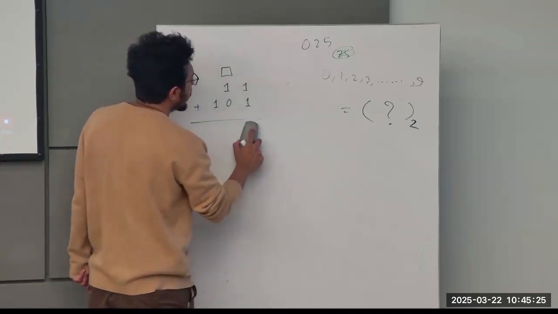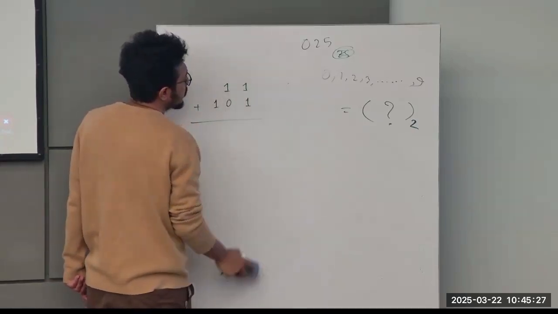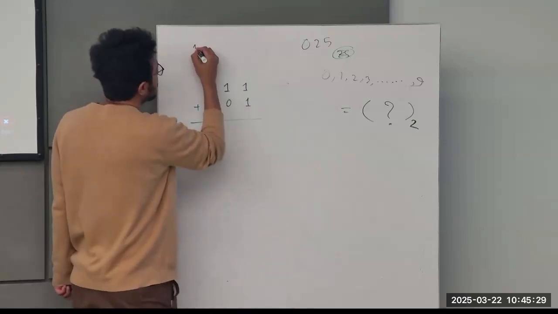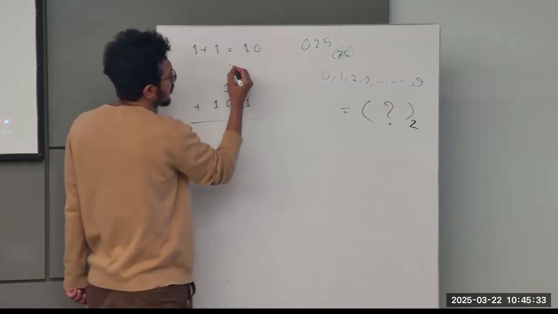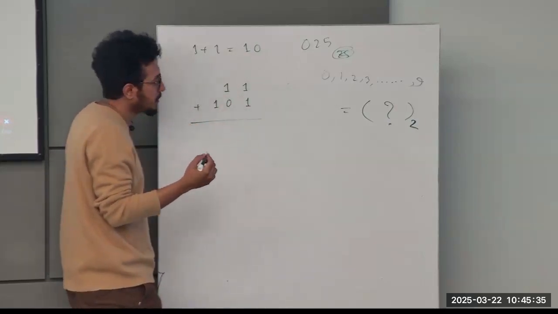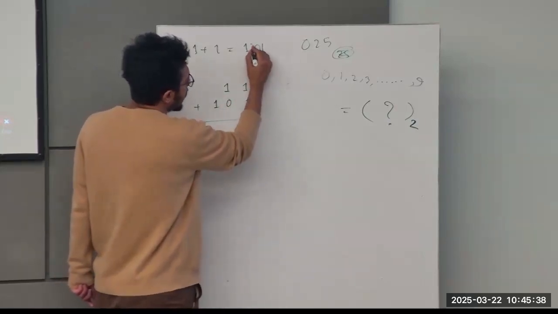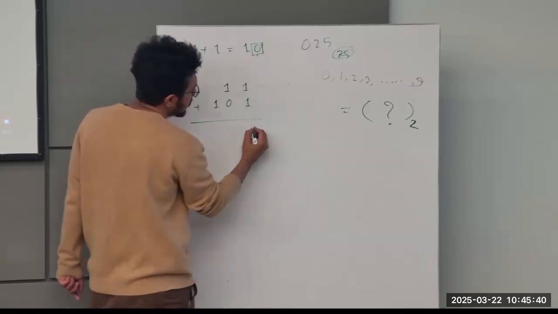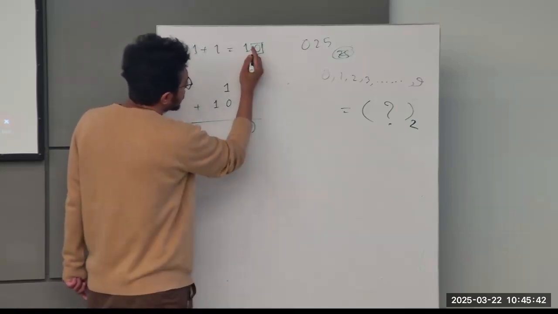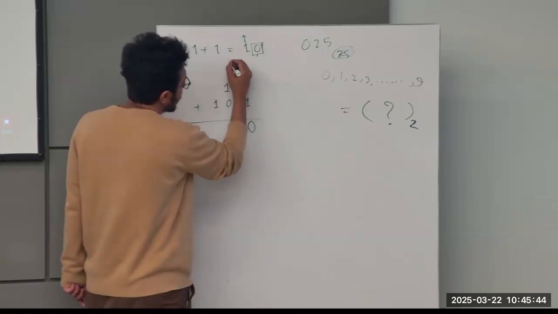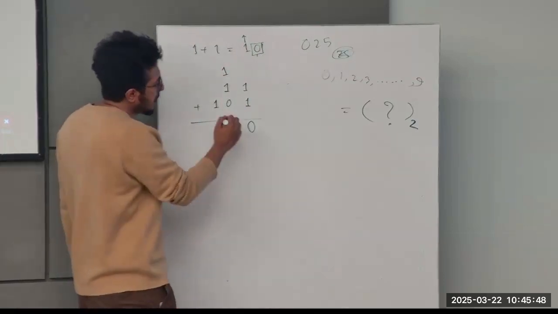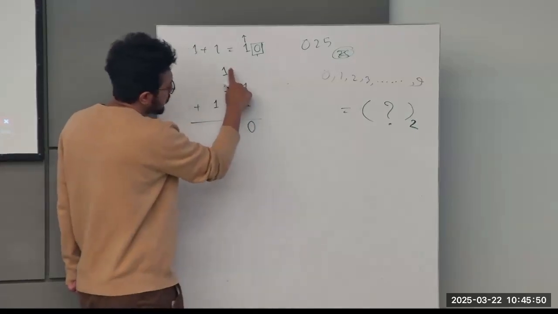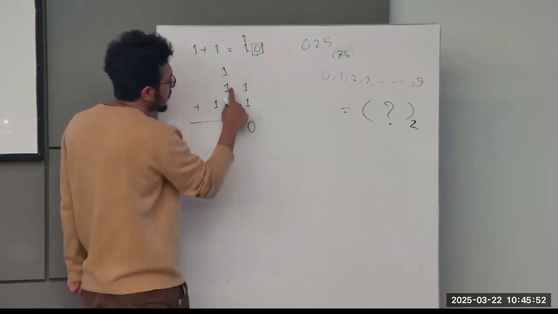So how can we do that? For example, if we add 1 and 1 in binary, what is 1 and 1 in binary? 2. That is 1 0. Okay. 2 in binary is 1 0. So we will put the rightmost bit here and the 1 will be added to the next digit. So now these three have to be added. So what is 1 plus 1 plus 0?